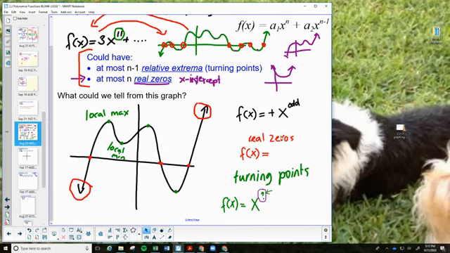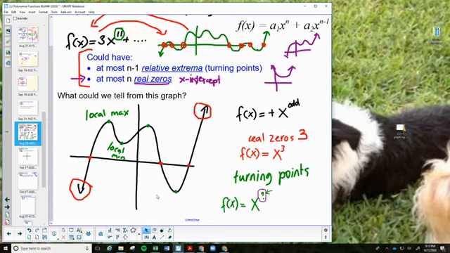So let's count the real zeros. Remember, the real zeros are your x-intercepts. So this one's got 1, 2, 3. It's got 3 real zeros. Now, this tells us that n must be at least, not at most, at least 3. The lowest number it can be is 3, because we're going backwards from the graph up to the equation. So we do the opposite of what's written here.